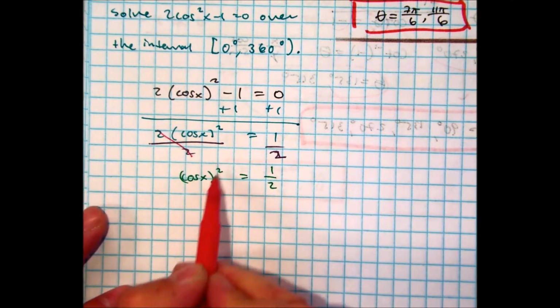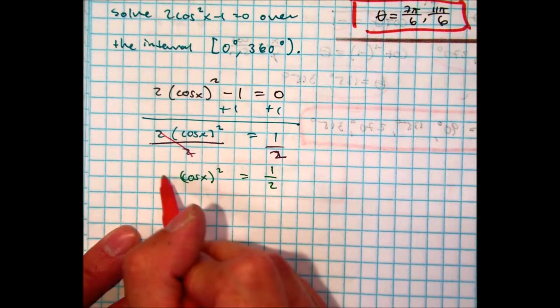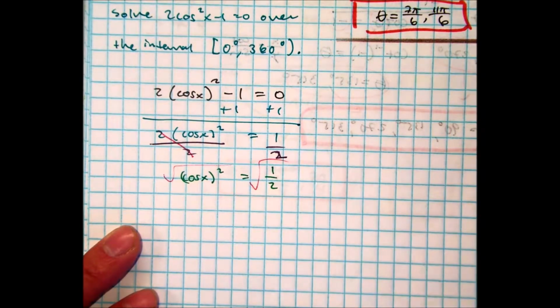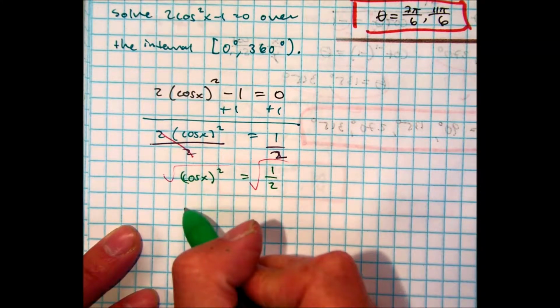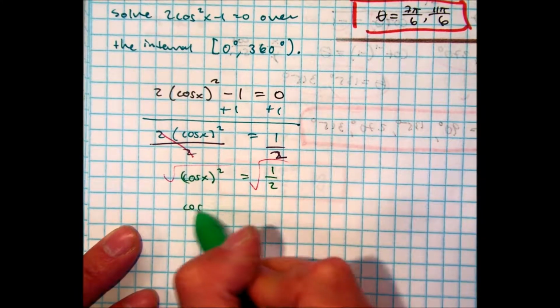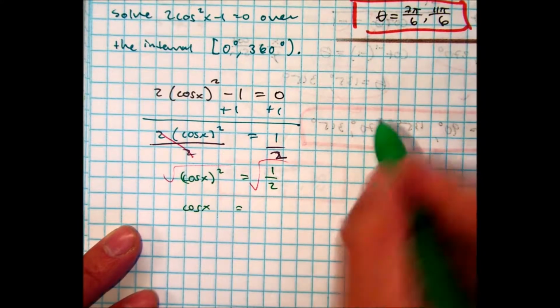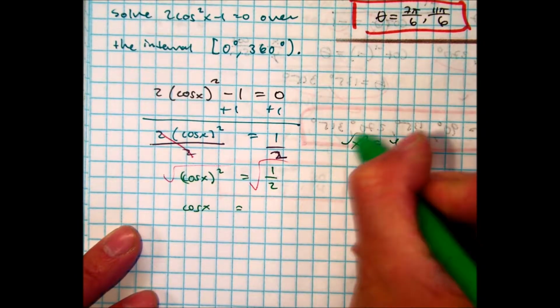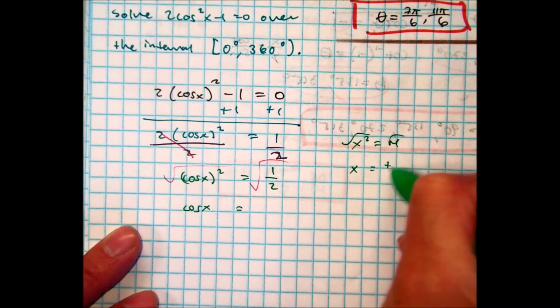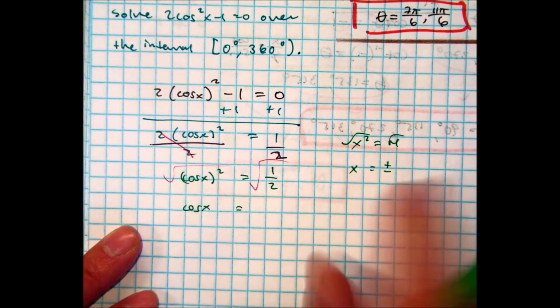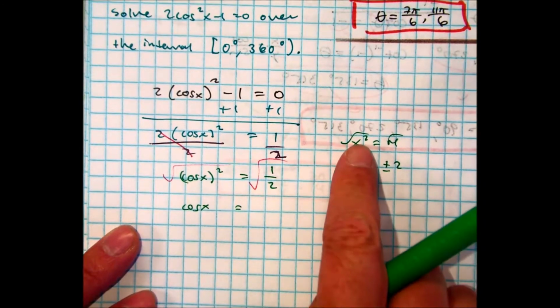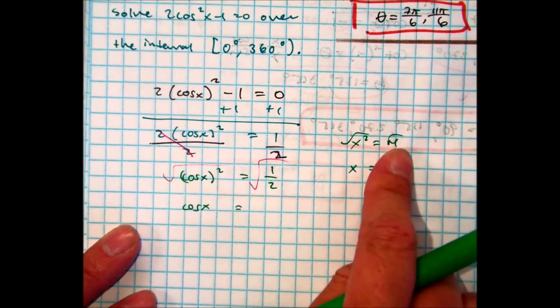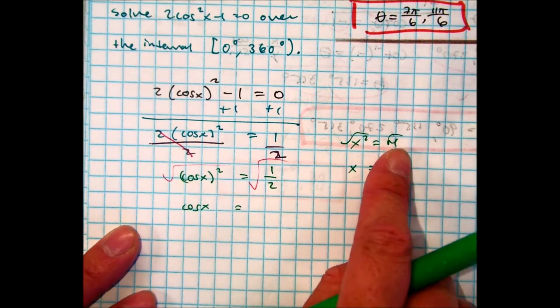I have the square isolated, so now I'm going to take the square root of both sides. Pay attention. Cosine of x. When you take the square root of an equation, the answer is plus or minus. The reason why it's plus or minus is because positive 2 squared gives you 4, or negative 2 squared gives you positive 4.